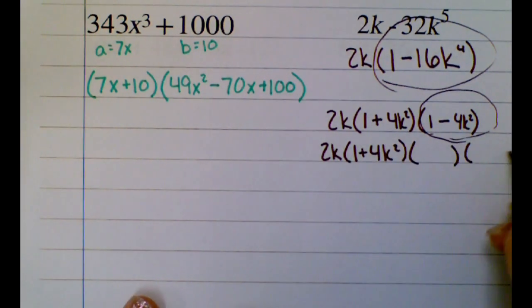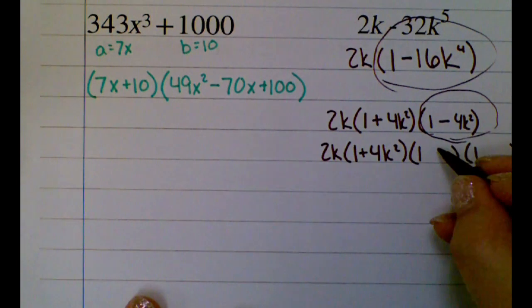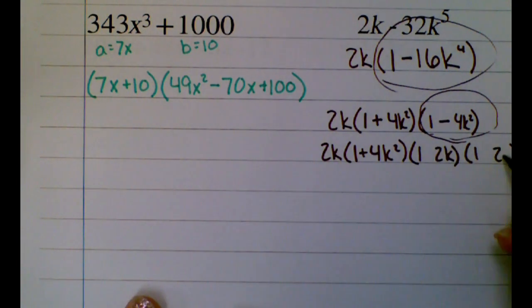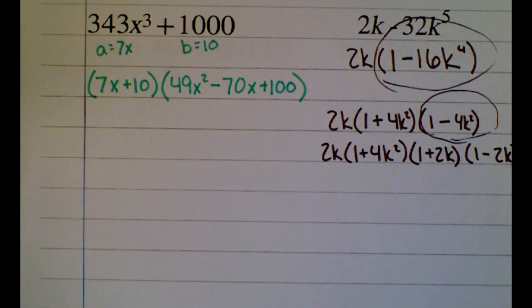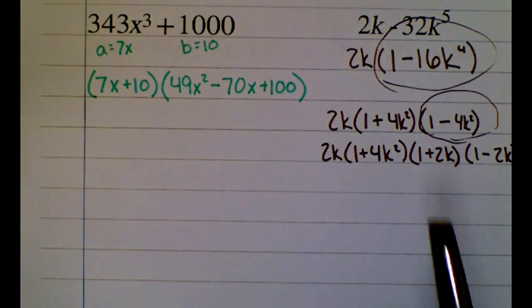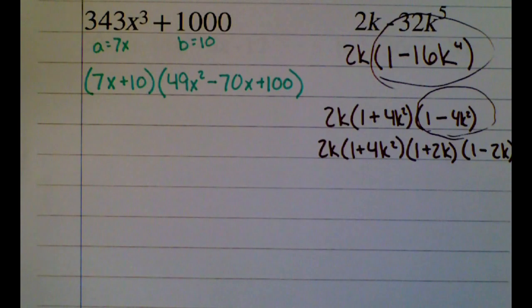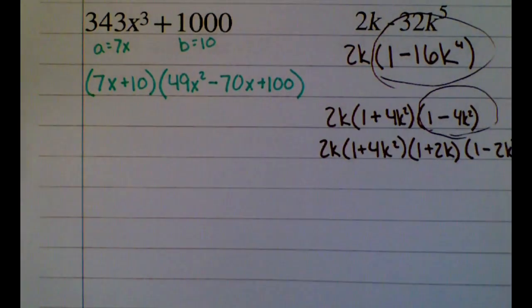What squared gives me 1? Well, 1. What squared gives me 4k squared? 2k. One's a plus, one's a minus. There's my fully factored version. I cannot factor 1 plus 4k squared. A sum of squares does not factor, only a difference.